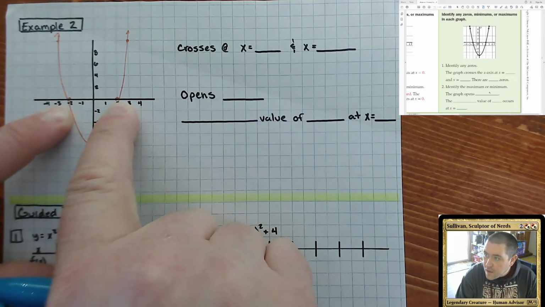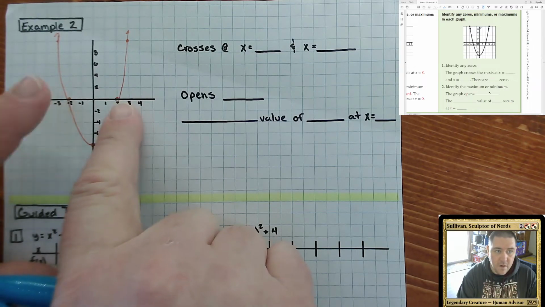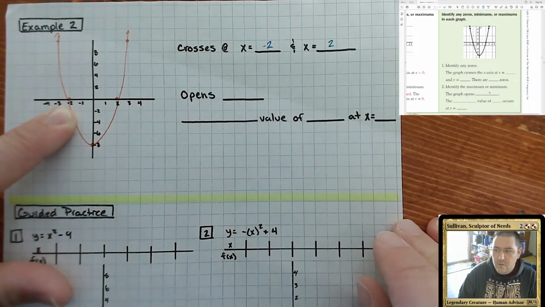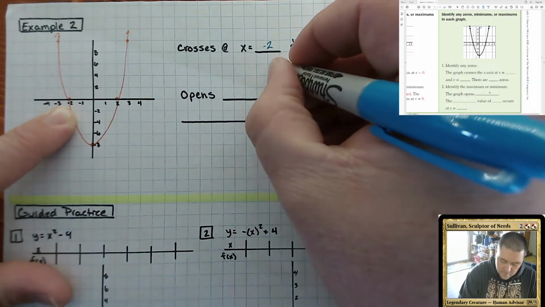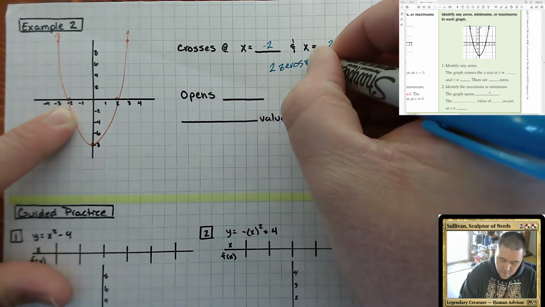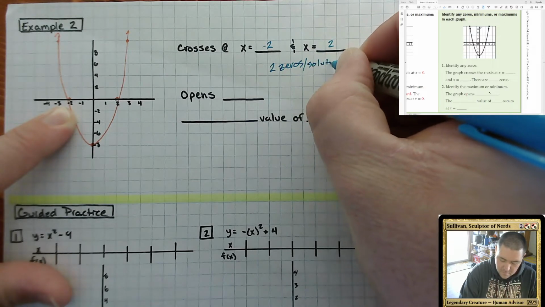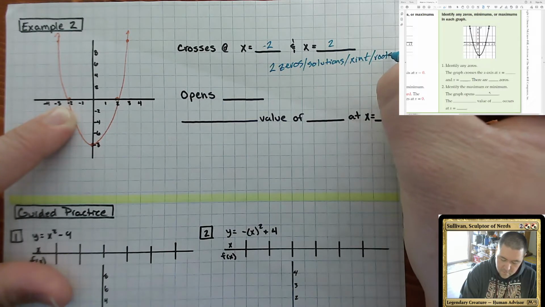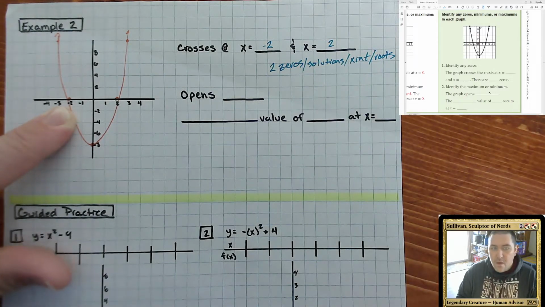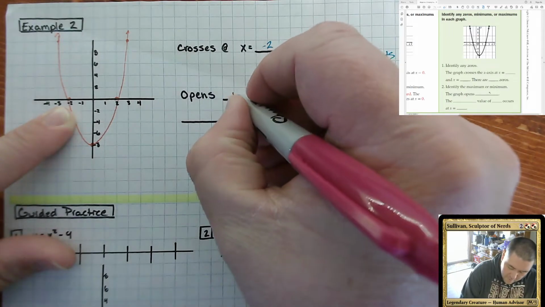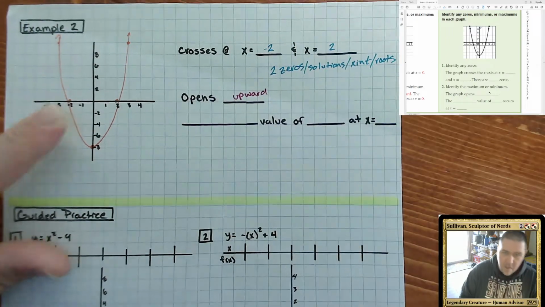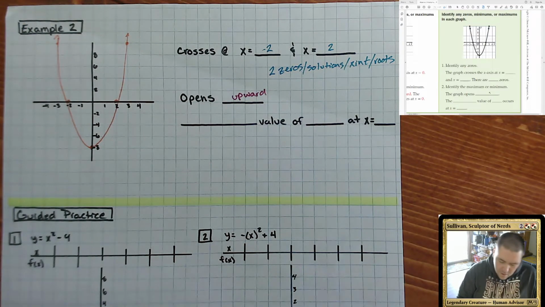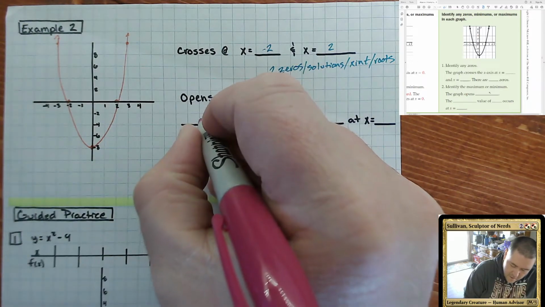So this time they're saying identify the zeros. So I just say where it crosses the x-axis: negative 2 and 2. There are 2 zeros. But the zeros are also called solutions, also called x-intercepts, also called roots. Since this parabola opens upward, meaning the mouth of the U is opening upward, then this is a minimum.